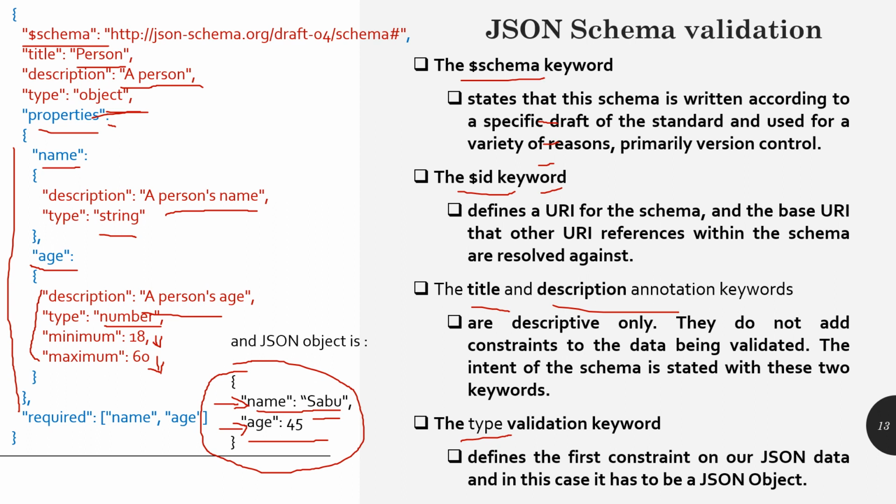Clear now? Then one more thing is required. Name is required, age is required. The meaning is that it shouldn't be blank. You have to specify name, and you need to specify age also. So the condition is that the minimum can be 18 and the maximum can be 60. So this is a simple example of JSON schema validation. Clear now? It's very clear, right?